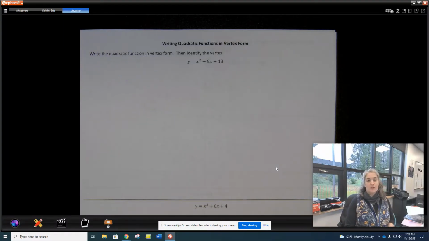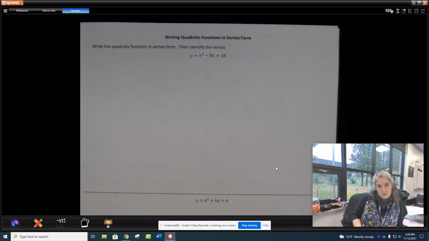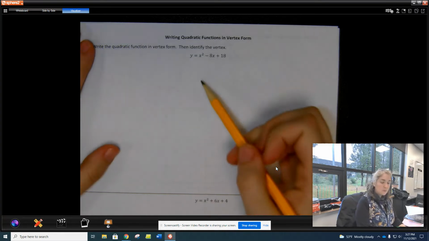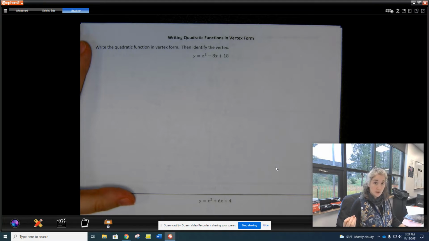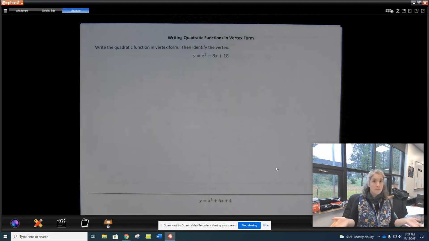Algebra 2. So we learned about completing the square the other day. And today I want to show you why this is really, really useful, especially when you're trying to graph. So here we are given something in standard form. You can actually use completing the square to turn this into vertex form. Why do we love vertex form? It's easy to graph, right?